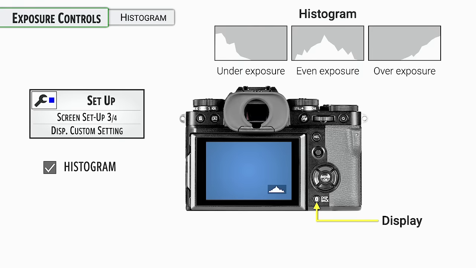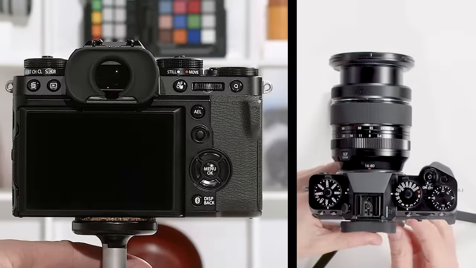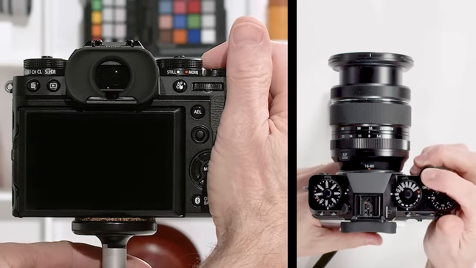Now, if you're pressing the display button on your camera and it's not working, that's because it's not turned on automatically, and we have to go in to the setup menu and turn this on. And I'm going to take the time to show you how that is done. So I want to be able to see the histogram on my camera.